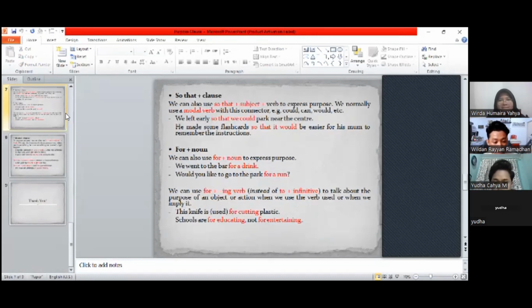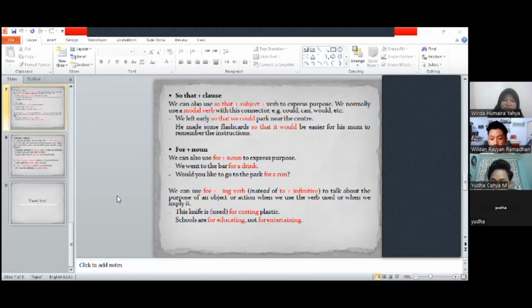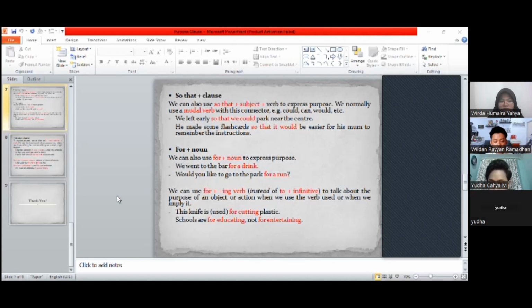Okay, the next example is so that plus clause. We can also use so that plus subject plus verb to express purpose. We normally use a modal verb with this connector, for example could, can, would, etc. We left early so that we could park near the center. He made some flashcards so that it would be easier for his mom to remember the instructions.